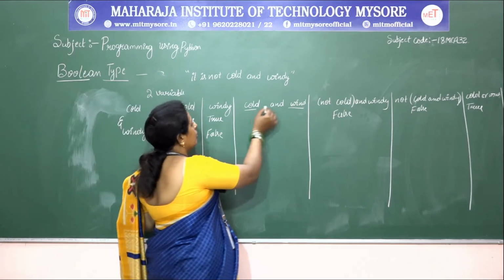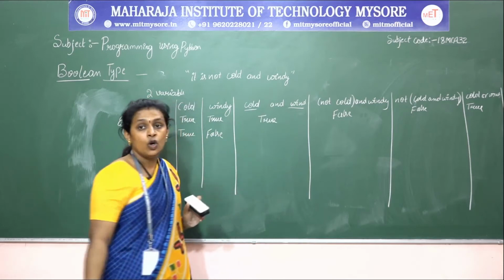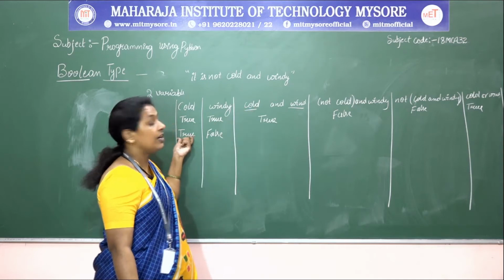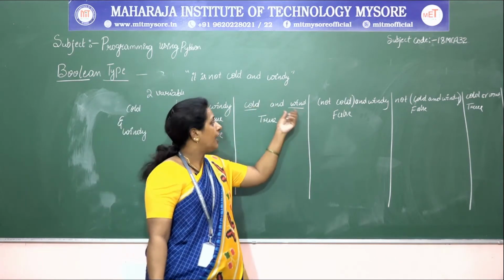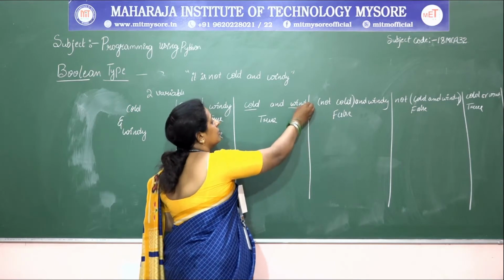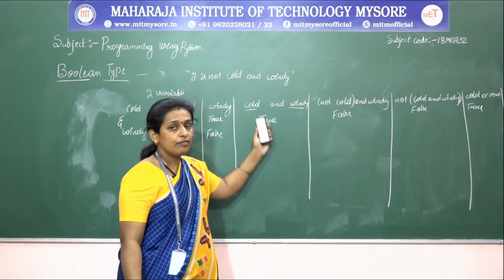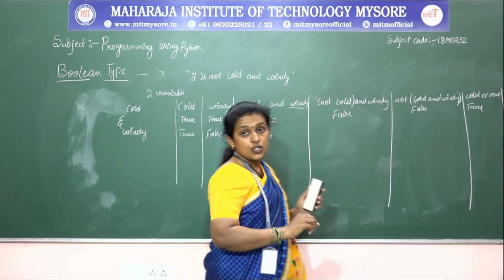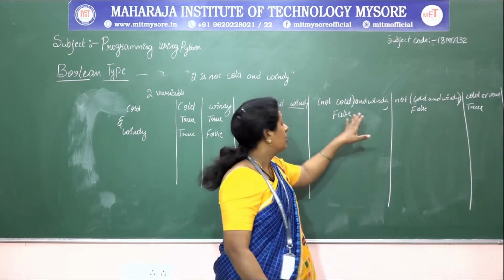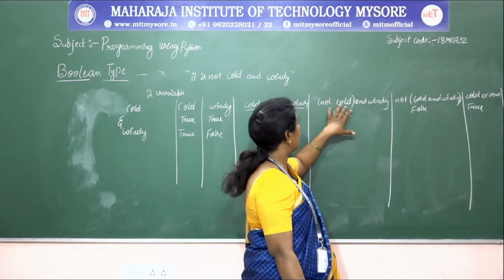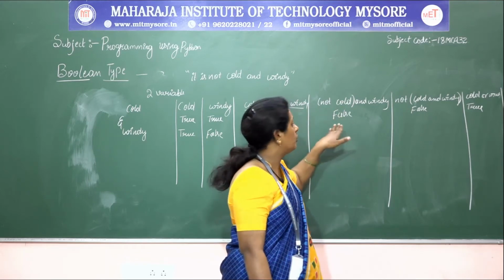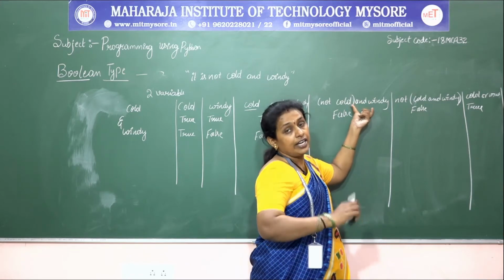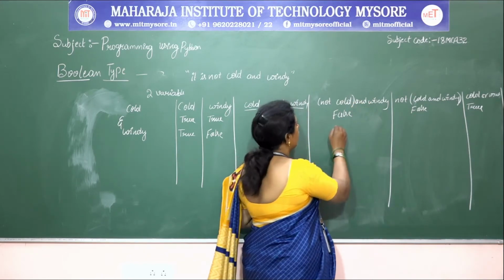Then at that time we perform the AND operation. The left operand, cold, has the value true. The right operand of the AND operator, wind, is false. When either value is false, we get the output as false. With respect to this, here we have the NOT operation. What is the value of cold? It is true. Not means we get false, and if both the left and right operands have a false value, we get the output as false.